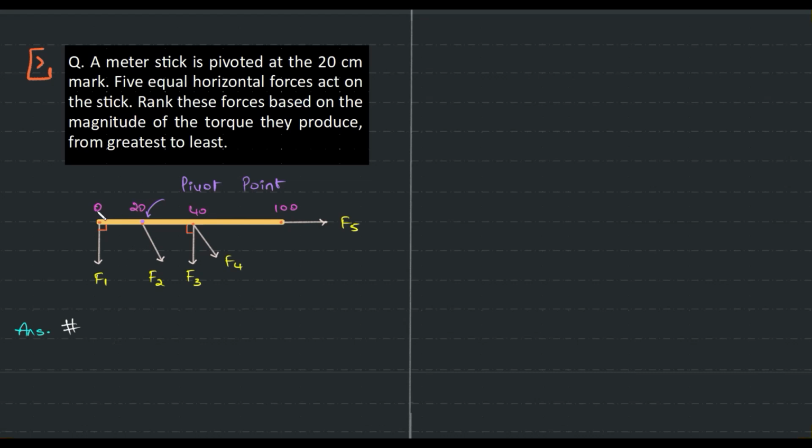We have a meter stick and it's pivoted at 20 centimeter. So it's stuck over there basically. It can rotate around this. 5 equal horizontal forces act on the stick. So you can see 1, 2, 3, 4, 5. Rank these forces based on the magnitude of the torque they produce from greatest to lowest.